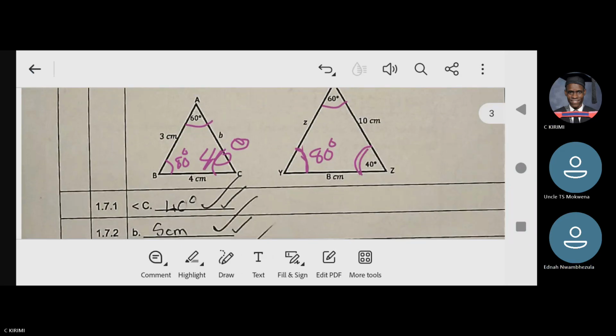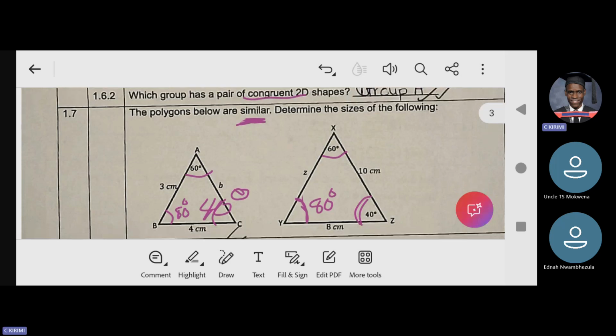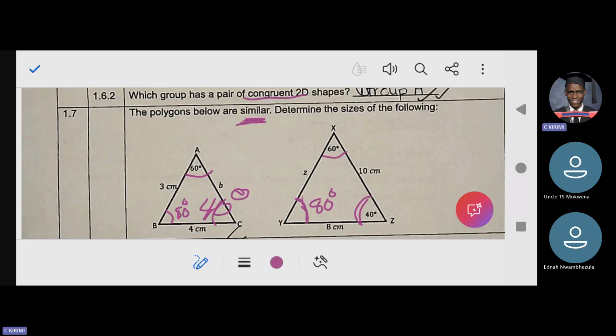Then for number B, it's saying calculate the length B. If these two triangles are similar, they have the same shape but different size. So now we are checking. These two triangles are proportional. What do we mean they are proportional? For you to move from the smaller triangle to the bigger triangle, you multiply by a certain number, which is the proportional number. What is that number? From 4 centimeters to 8 centimeters, you multiplied by what? By 2. So that small triangle is half of the big triangle because the scale factor is 2. Remember, when you talk of enlargement, scale factor 2, you are multiplying each dimension on the small triangle times 2 to get the dimension on the big triangle.